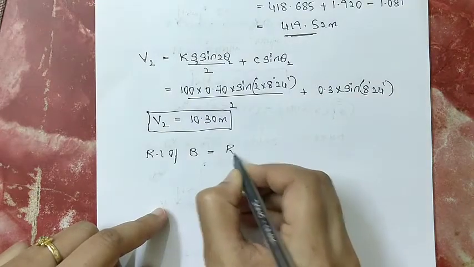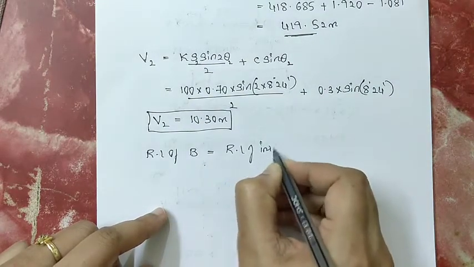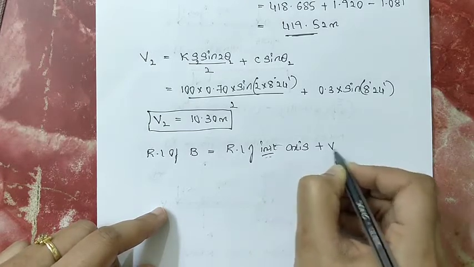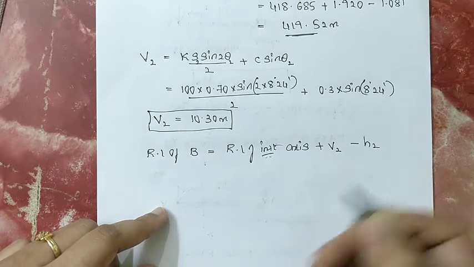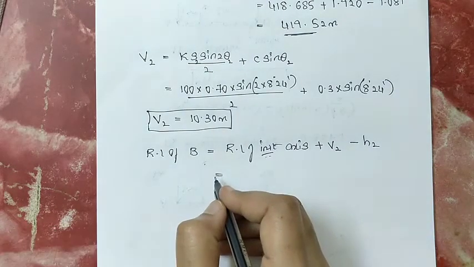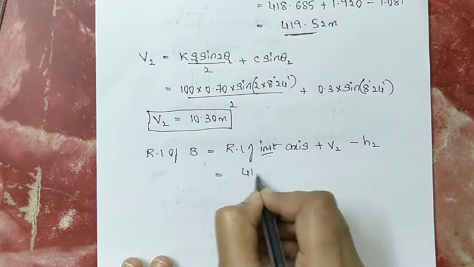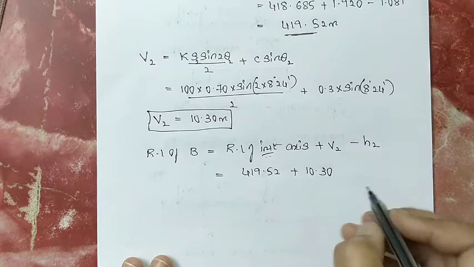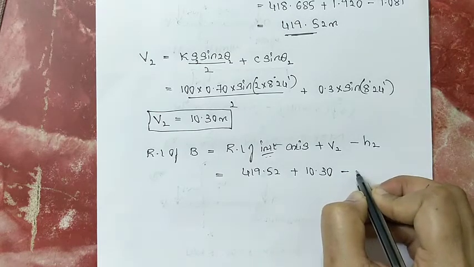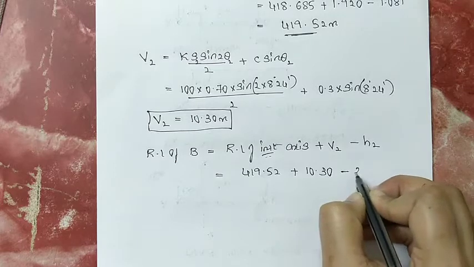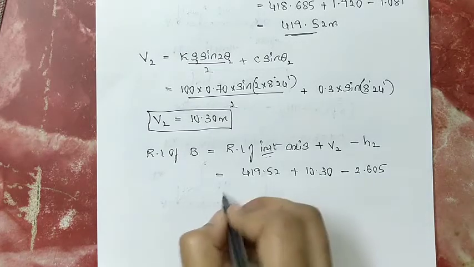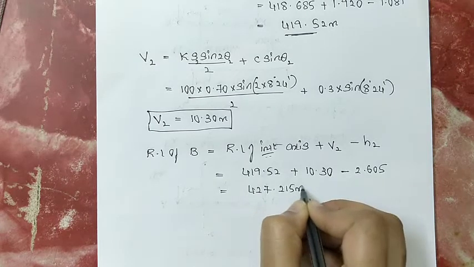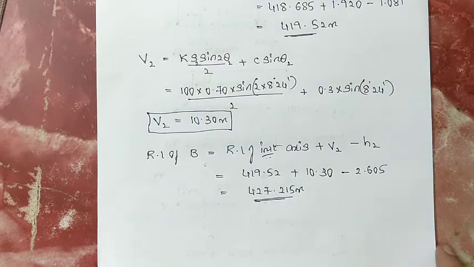That is RL of instrument axis plus V2 minus H2. Substitute the values. RL of instrumental axis is 419.52 plus V2, which is 10.30, minus H2 value, which is 2.605. Upon simplification you will get 427.215 meter. This is the RL of B.